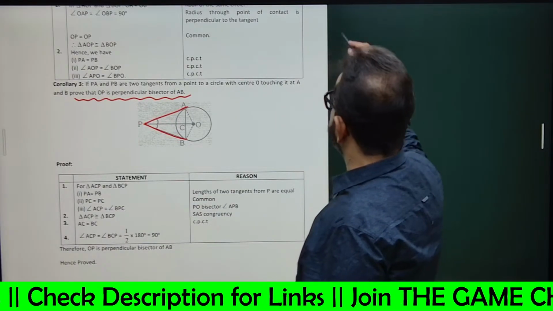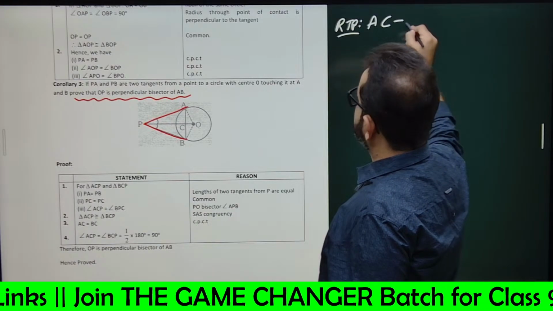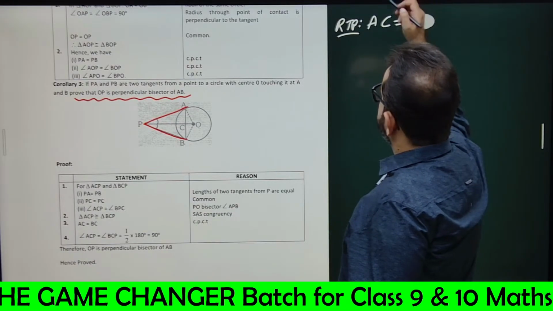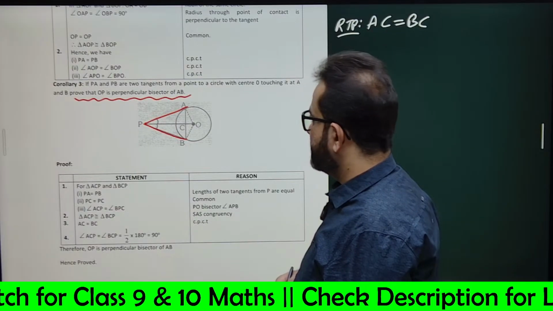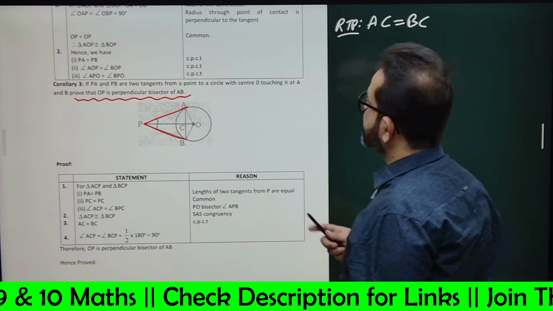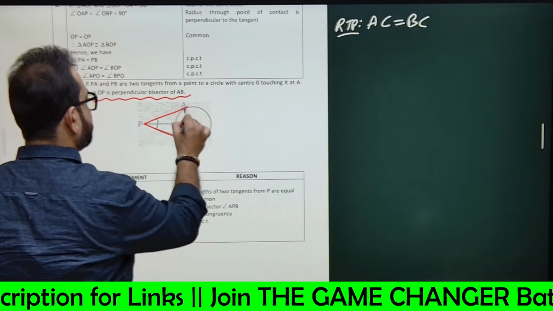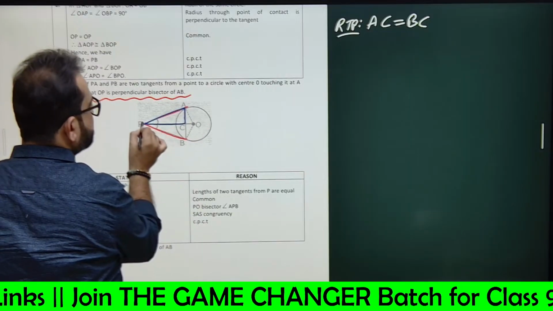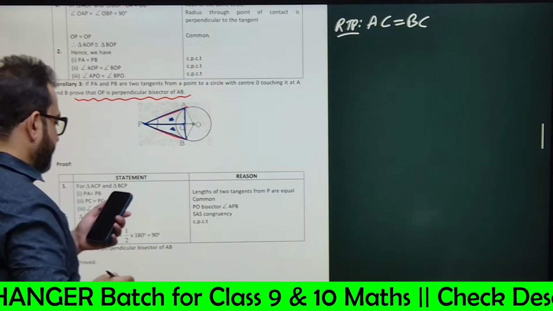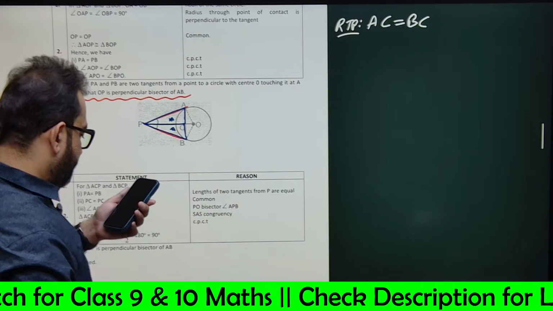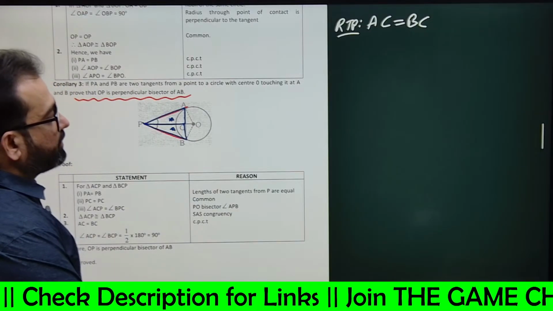That means AC equals BC is required to prove. In this diagram also I am saying AC equals BC, we have to prove. If in triangle ACP you take these small triangles, this triangle and this lower triangle, can you see in the diagram clearly? Now if you use these two triangles to prove, how will you prove it?